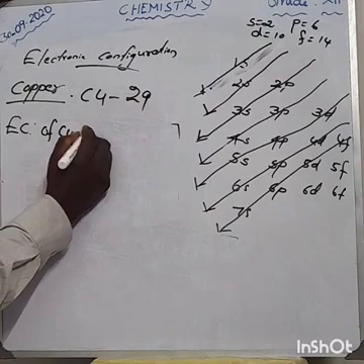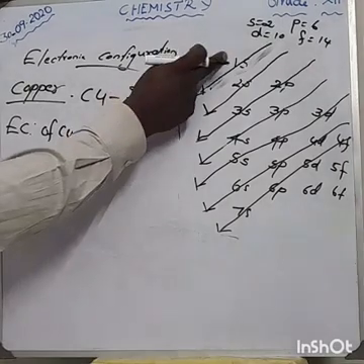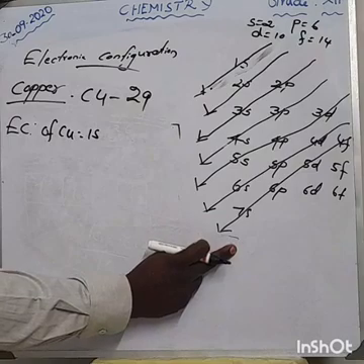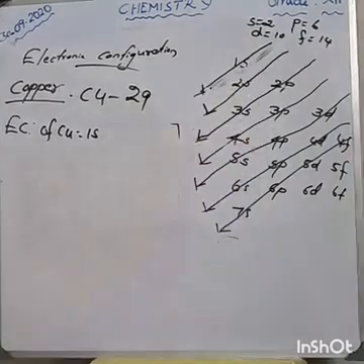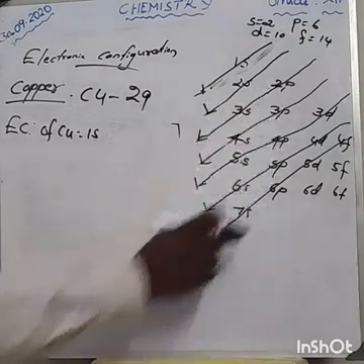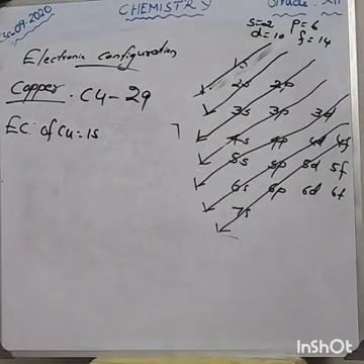Start with 1s. How many electrons can be accommodated? In the s subshell, the maximum is 2 electrons. In the p subshell, the maximum is 6. In the d subshell, the maximum is 10. And in the f subshell, the maximum number of electrons is 14.